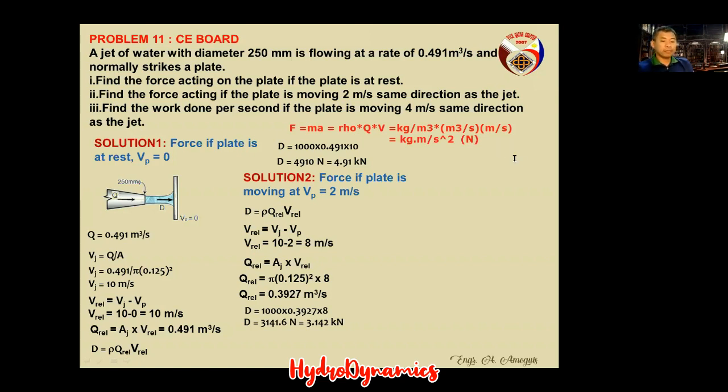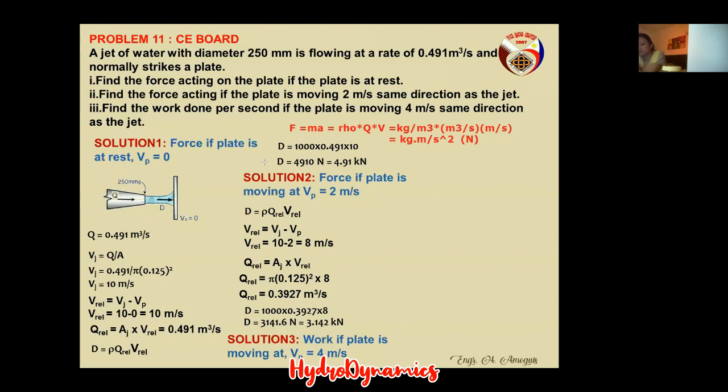Then the work done per second if the plate is moving 4 meter per second in the same direction. So, ano yung motion ng plate? Towards the same direction. So, the work done is, ano lang siya? It should be the force times the velocity. By the way, how do we define the work? The work is force times distance, di ba? Force times distance, but it can be expressed in terms of work done per second.